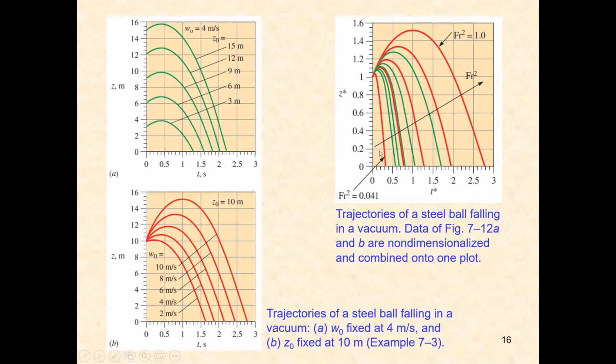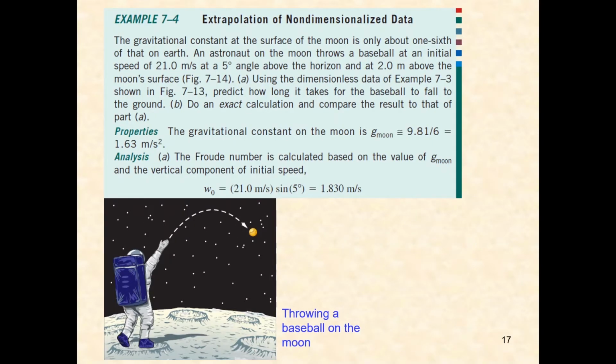So here each specific line is defined by a different Froude number. Okay, so to change the Froude number, you can change either z naught or w naught. Okay, there are a lot more examples for you to have a much better understanding of this. So as we go through the slides, this chapter 7, you will have a much better understanding of the significance of these non-dimensional parameters.